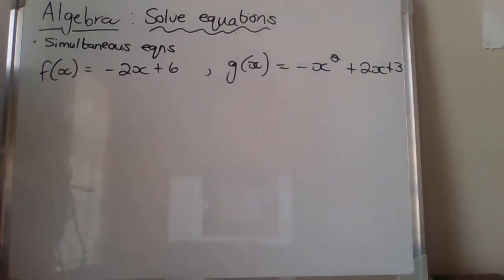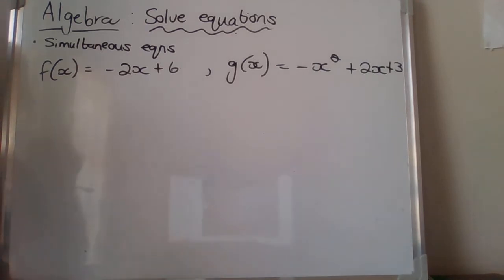Okay, the next one is when we're solving it graphically. So you'll be given two functions. So we're given an f of x and a g of x. And we are then asked to solve for x and y where the graphs meet. So the points of intersection. Okay, so let's start off with the straight line.